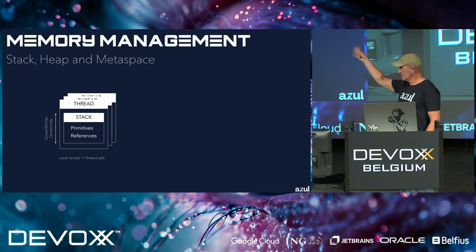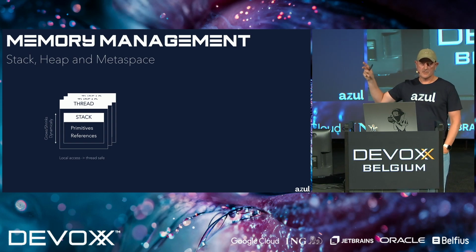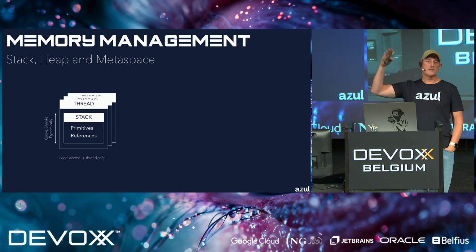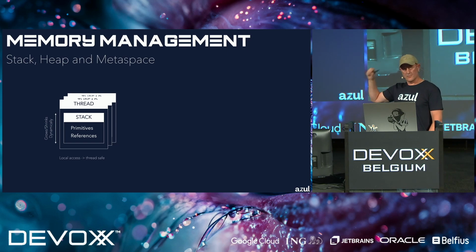So we start on the left, we have the so-called stack frames. They are bound to threads. They grow and shrink dynamically, so they are local access only, so are thread safe. We don't need garbage collection here. They only store primitives and references, right?